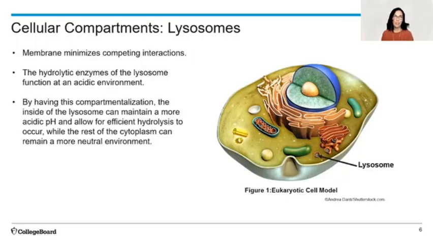while the rest of the cytoplasm can remain at a more neutral pH. And just imagine if a situation were to occur where the membranes of the lysosomes were to be damaged and the hydrolytic enzymes as well as that acidic fluid get released into the rest of the cytoplasm, and that chemical digestion is continuing to occur. This could lead to some severe cell damage and possibly cell death.